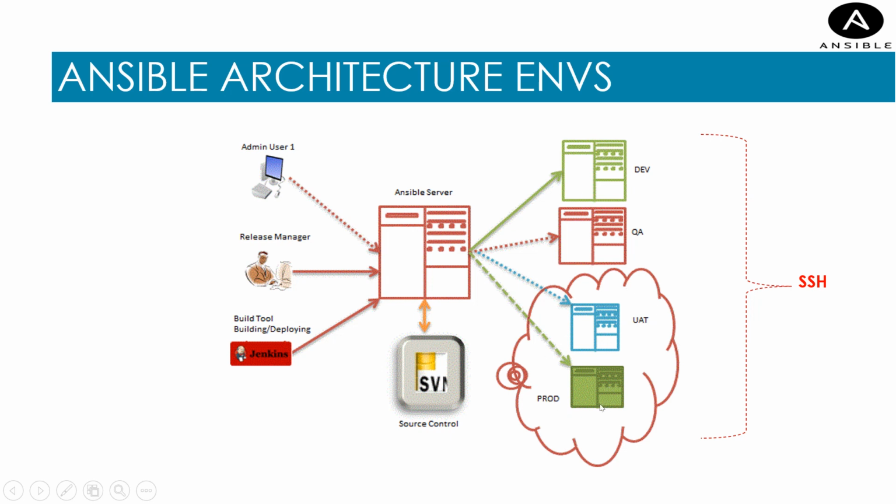We get SSH connectivity, or WinRM, from the Ansible control server to the development environment. A number of manual admin users, release managers, build tools, or source control management systems connect to the Ansible control server, and a set of playbooks or ad-hoc commands will be performed from the Ansible control server to the development, QA, UAT, or production environments respectively.